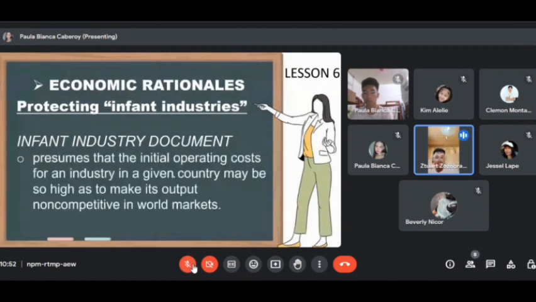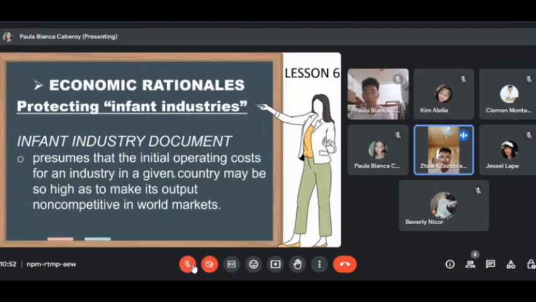The infant industry argument presumes that the initial operating cost for an industry in a given country may be so high as to make its output non-competitive in world markets. Eventually, competitiveness is the result of efficiency gains that take time. Therefore, the government needs to protect the industry long enough for its fledgling companies to gain economies of scale and their employees to translate experience into higher productivity, enabling efficient production and international competitiveness.